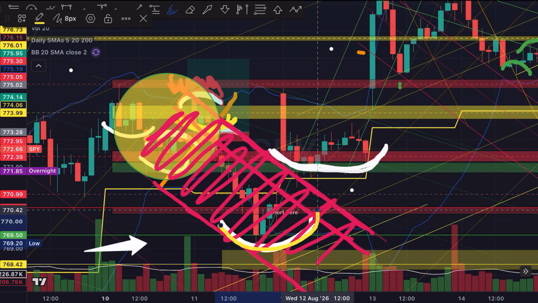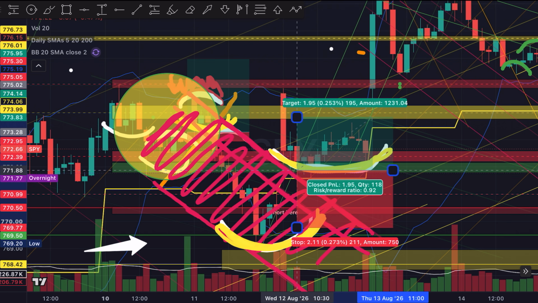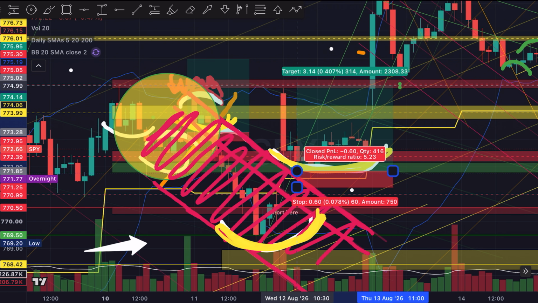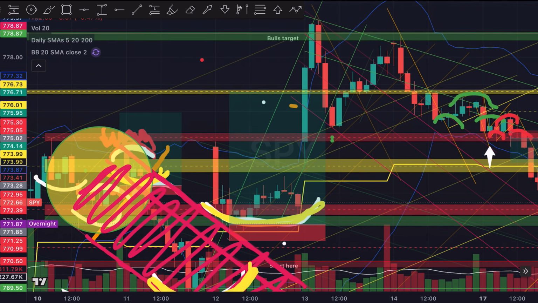Support right here at the head. And then giving us a right shoulder breakout where, if you're a bull, you can set your stops below that right shoulder right there. And then you can target whatever level you want to target, right? As long as you protect and you leave runners.